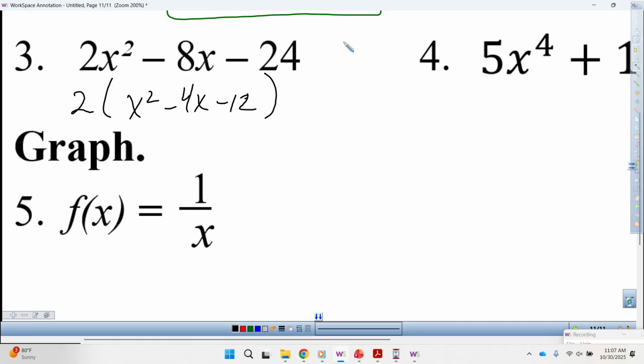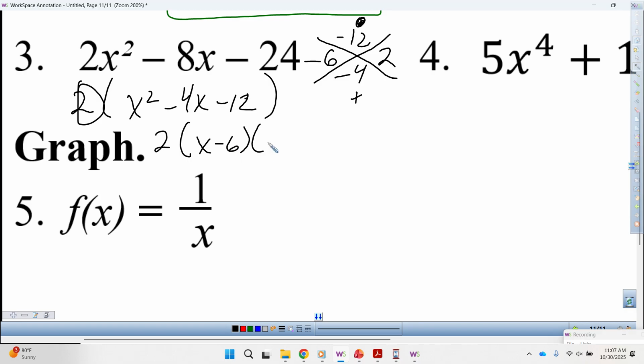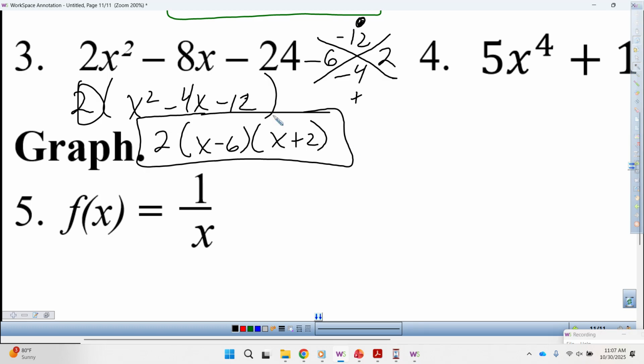Now the Power Ranger method. Negative 12, negative 4. Factors of negative 12 that add up to negative 4. Miguel. Negative 6 and 2. So my factors are the 2 by itself, this one, and then parentheses x minus 6, x plus 2. Hands if you got that by yourself. All right, good. Let's go to number 4.